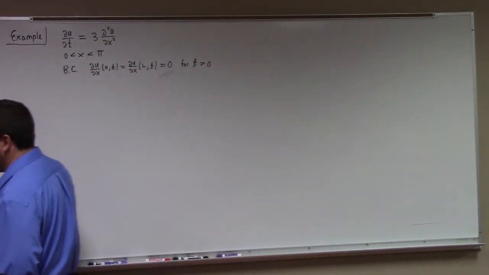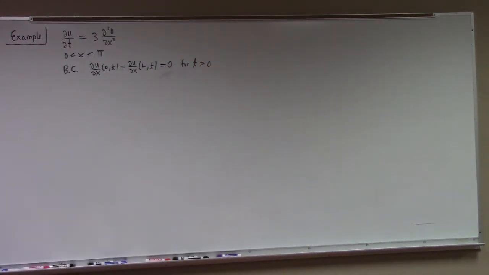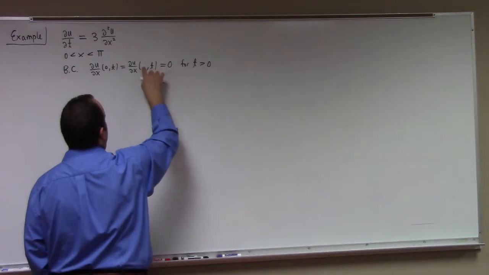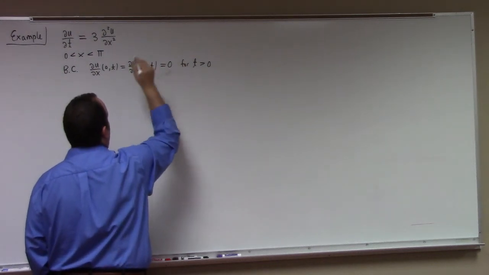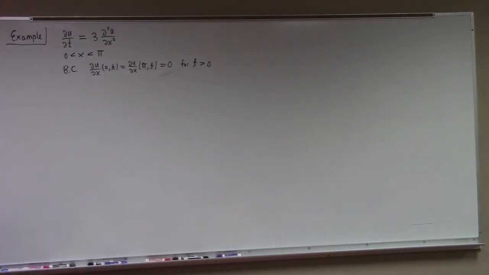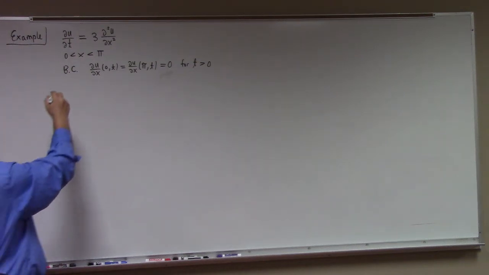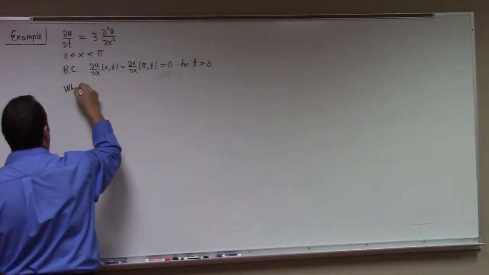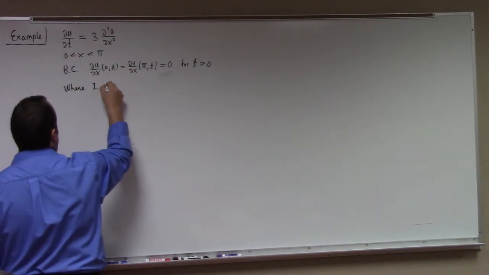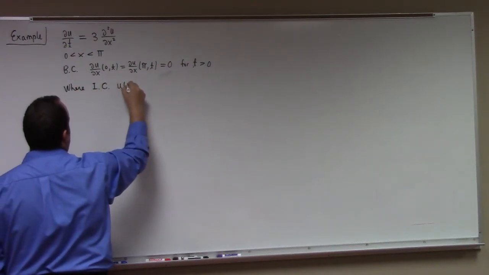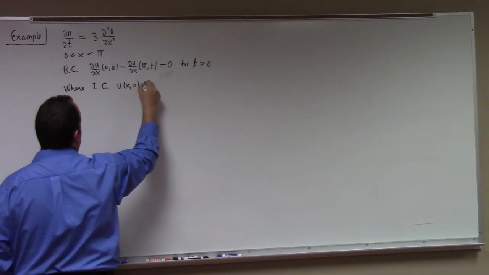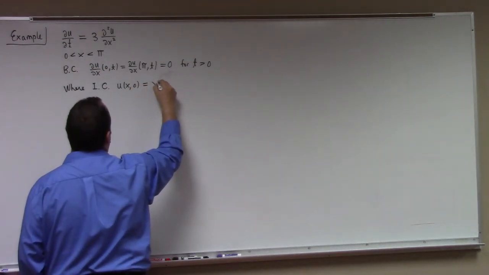So that says that we're insulating the endpoints of the rod. Oh, and my L is what? Pi, right? So I should put pi here. And where, here's the initial condition, u of x comma 0 is equal to x.